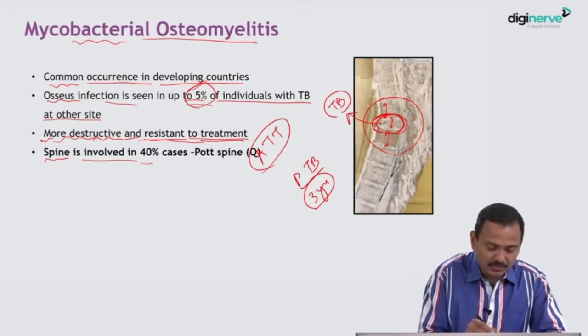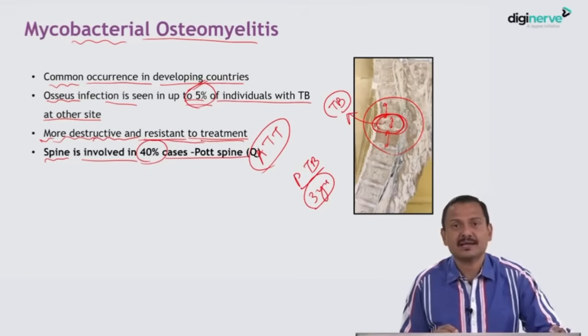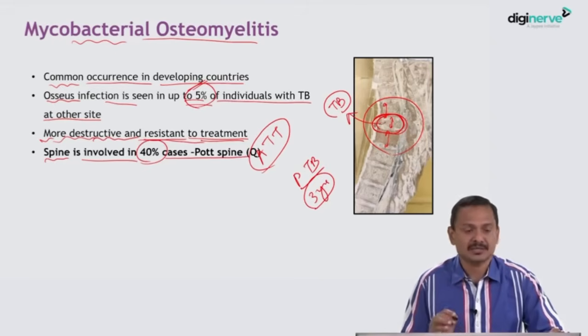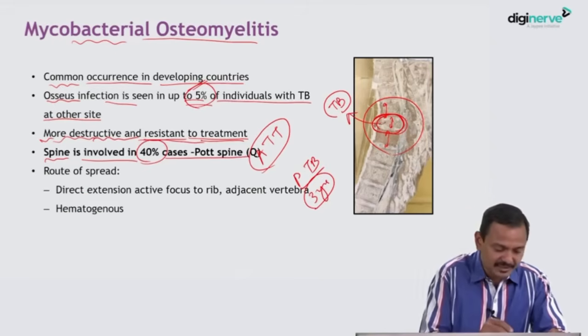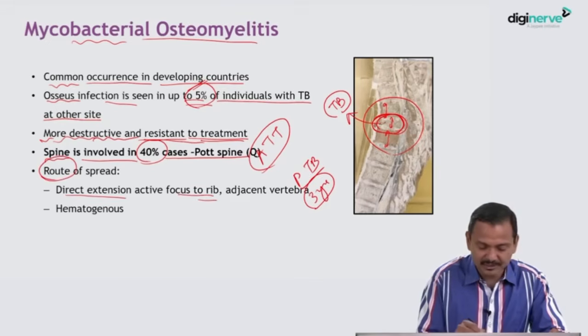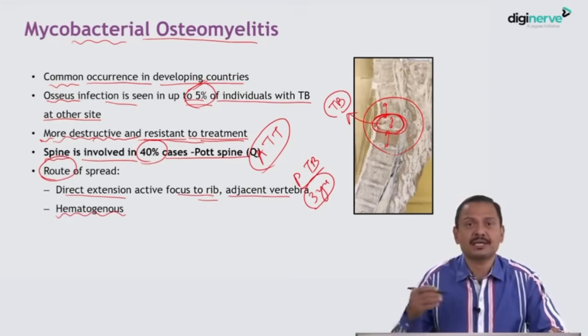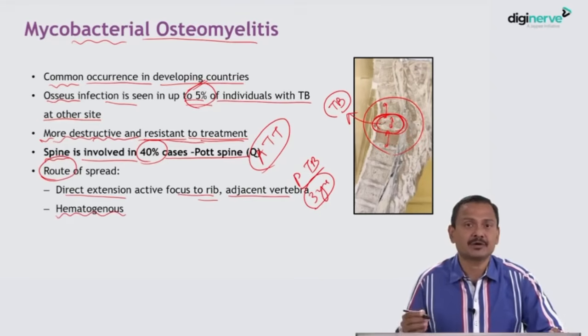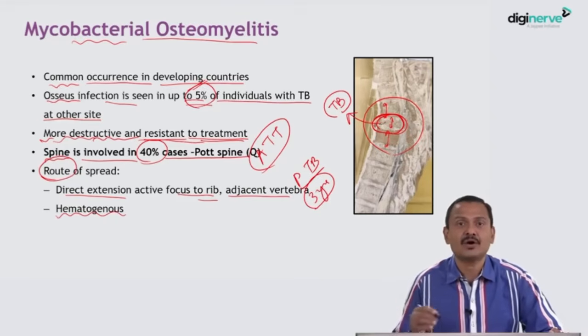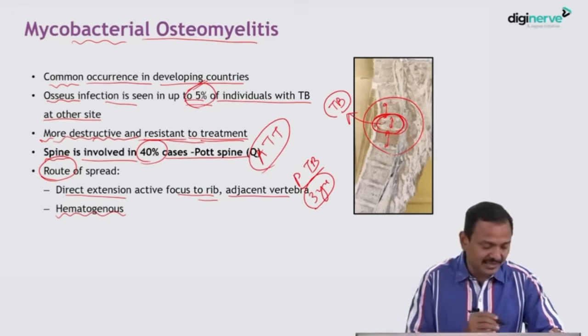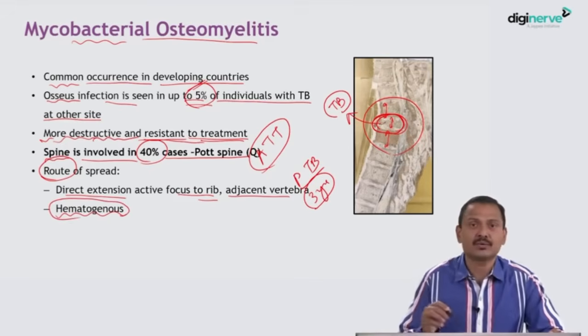Spine is involved in almost 40% of cases, and that is called pot spine. I have already described this. The route of infection can be direct extension from a rib or adjacent vertebra, or it can be hematogenous from any other tubercular site, like tubercular pyelonephritis, tubercular lung infection, or tubercular lymphadenitis, which can take a hematogenous route and go into the vertebra.